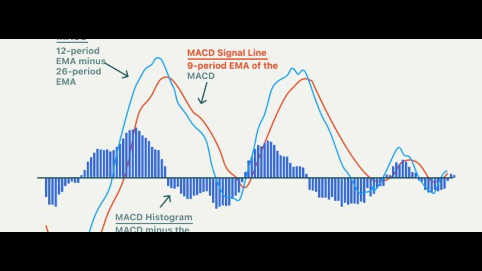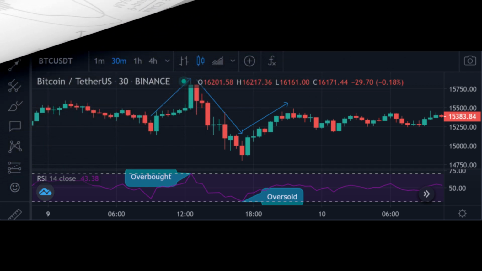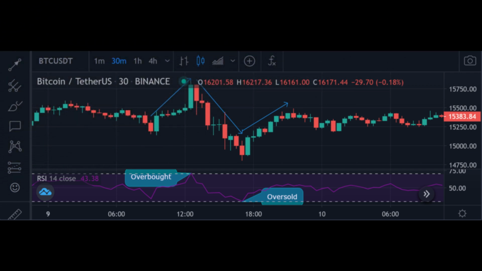MACD plus price action. Combining MACD signals with price action tools such as candlestick patterns, like doji, engulfing, etc., or support and resistance levels gives traders a much stronger edge. For example, a bullish MACD crossover near a support zone with a bullish engulfing candle can be a powerful signal for a buy.